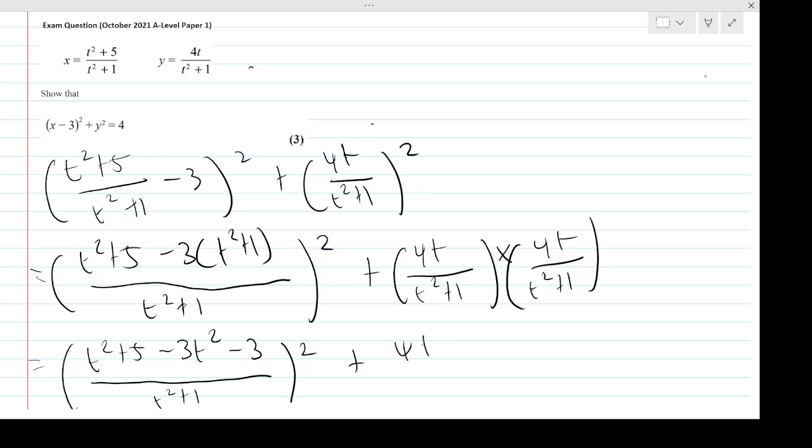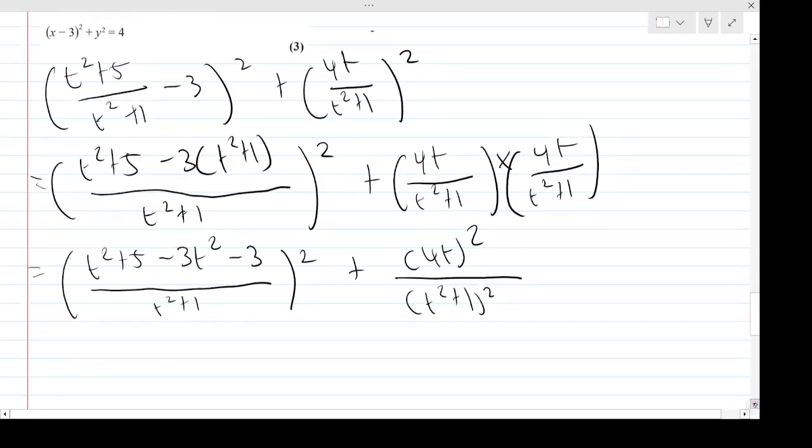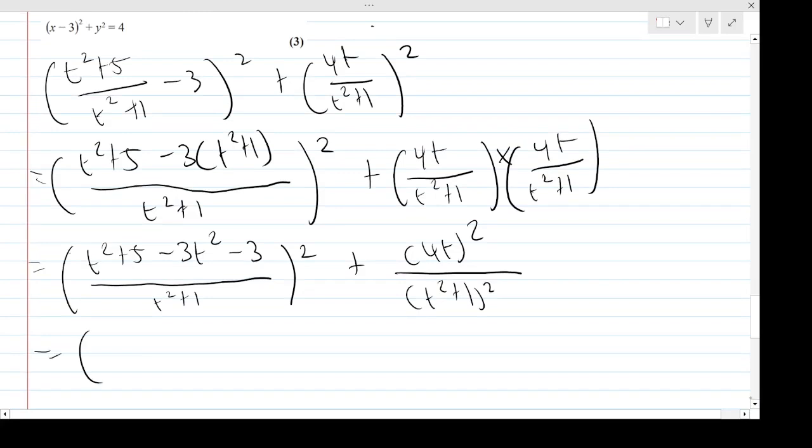So times the top, so 4t times 4t. Well, that's just simply going to be 4t all squared, isn't it? Okay. And then t squared plus 1, that's going to be t squared plus 1 all squared as well. Okay. And now I can simplify this bracket again. So then t squared minus 3t squared, that's going to be minus 2t squared. And then we have 5 minus 3, that would be plus 2. And that'd be all over t squared plus 1 all squared. And then I can expand this.